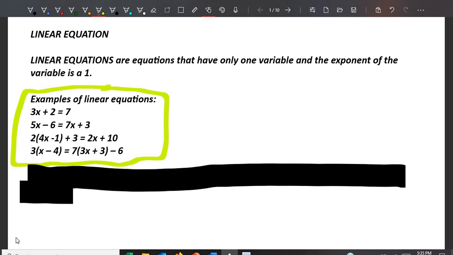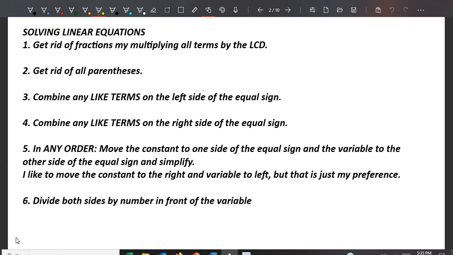Now, I'm going to be solving linear equations. These are the 6 steps for solving linear equations. We get rid of fractions, if we have any, by multiplying by the LCD. We multiply every term by the LCD.